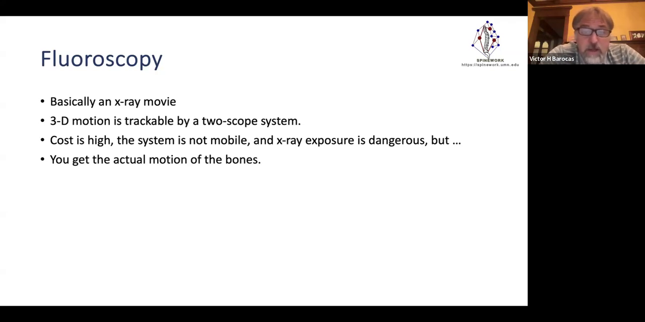It's very expensive, and it's not mobile, and you're exposing people to X-rays, which is dangerous. But if you want to get the actual motion of the person's bones, where are the bones going, you can't beat it. It gives you that motion, and it measures it on the individual as the individual moves. So again, if you're thinking about what you want, what stage is your project, how much do you want to spend, fluoroscopy is very expensive, but it gives you something you can't get anywhere else.